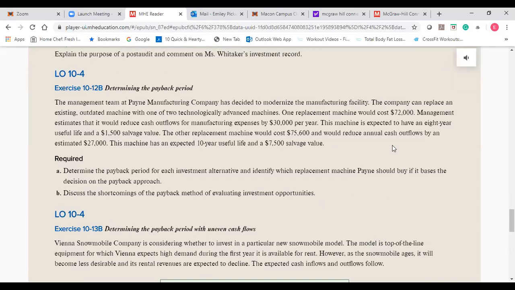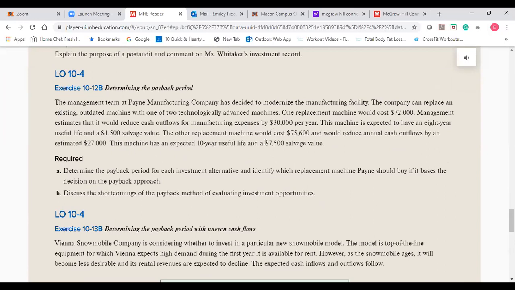Okay, so we're talking about some sort of, I don't know, technological machine. The first one would cost $72,000, but it would reduce cash outflows by $30,000 a year, so the same thing as increasing your income. And then it has a $1,500 salvage value. Let's do it without salvage value first, since we haven't talked about that. So just ignore the salvage value first.